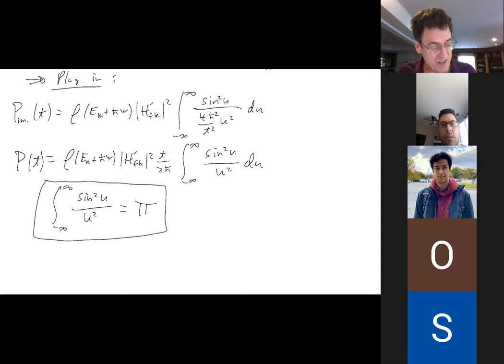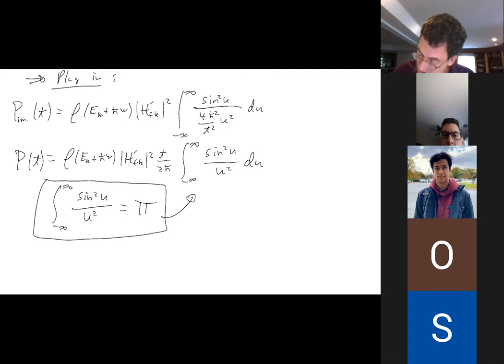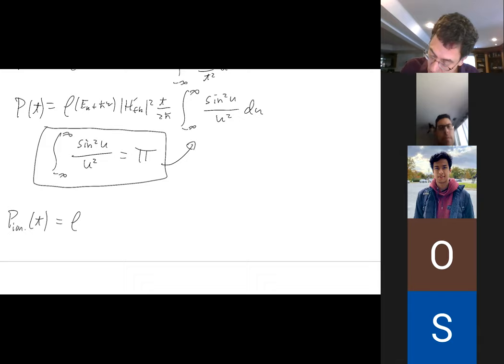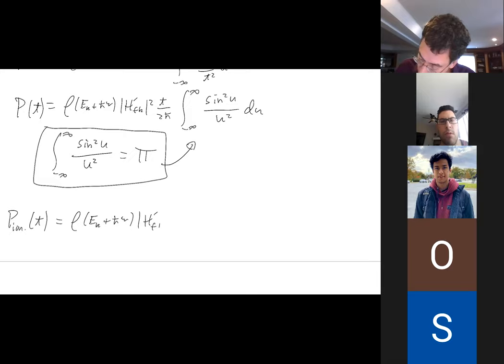Okay, so we plug that in. It's a famous integral that you just look up in a book somewhere. And then you get this very famous result, which is that the probability to be ionized at time t is equal to rho of E_k plus h bar omega, the final state energy, times the matrix element squared, times pi over 2 h bar, times t. And that's the famous result.